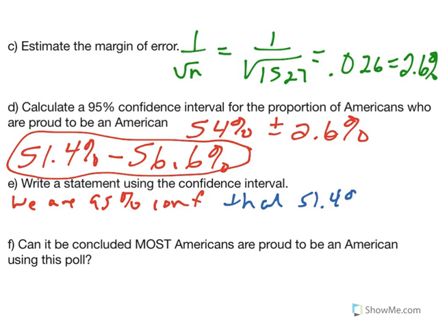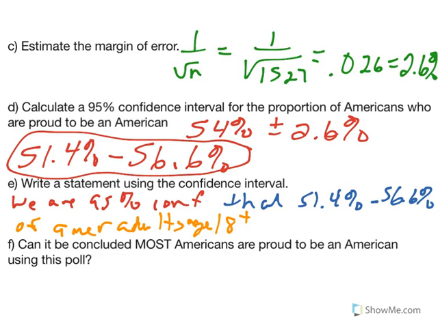51.4% to 56.6% of who? Of American adults age 18 and over, living in the 50 states, and so on. And what do they do? They are proud to be an American. That's a long sentence, but lots of details, right? You've got to have them all. 95% confident, you got your confidence interval, who you're talking about, and what they are talking about, right?